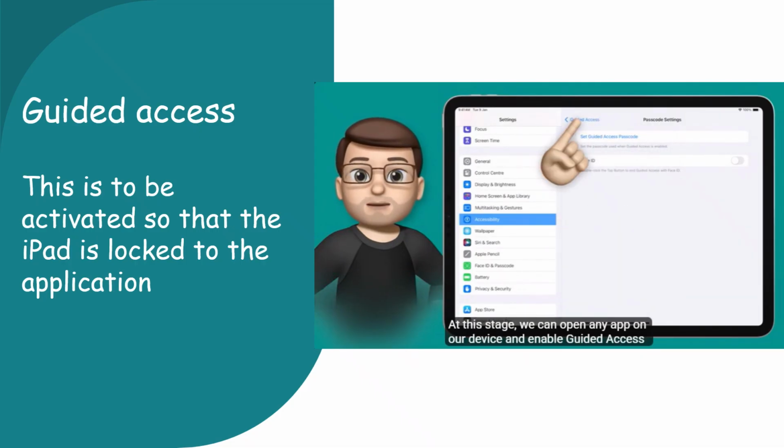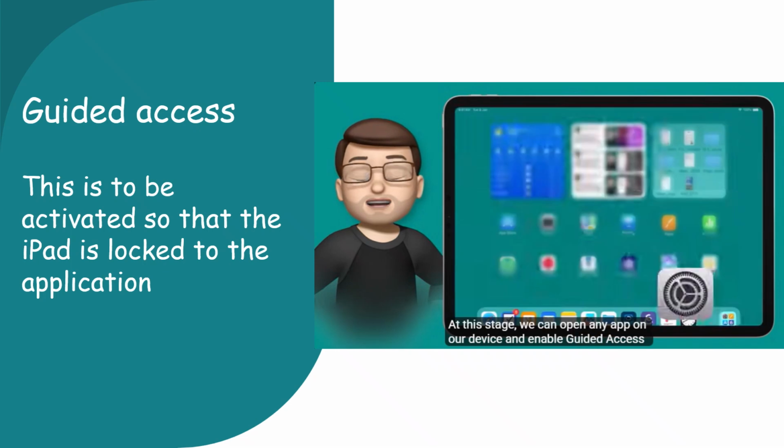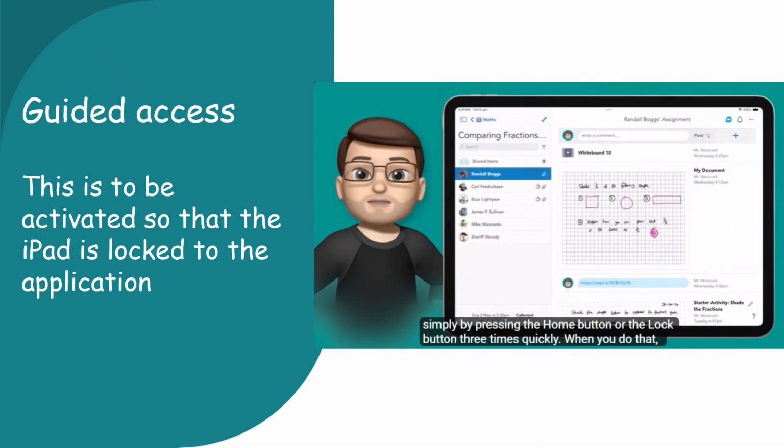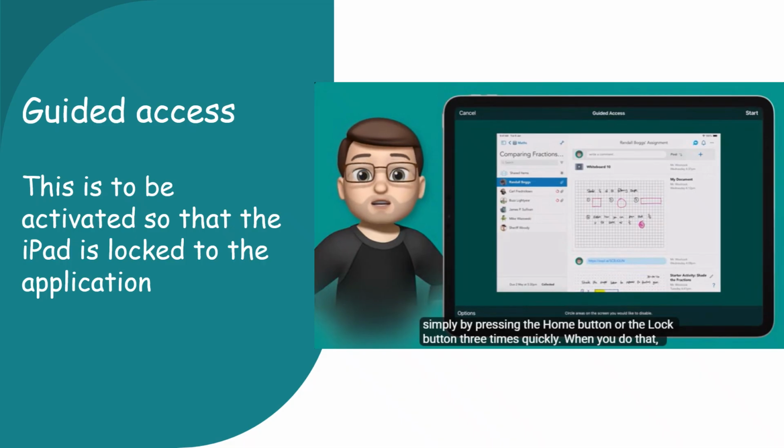At this stage, we can open any app on our device, and we can enable guided access simply by pressing the home button or the lock button 3 times quickly. When you do that, your screen will change to look like this, and now we can fine-tune how guided access works. If you want to just restrict users to this particular app, you can simply press Start in the top corner, and that's it done.